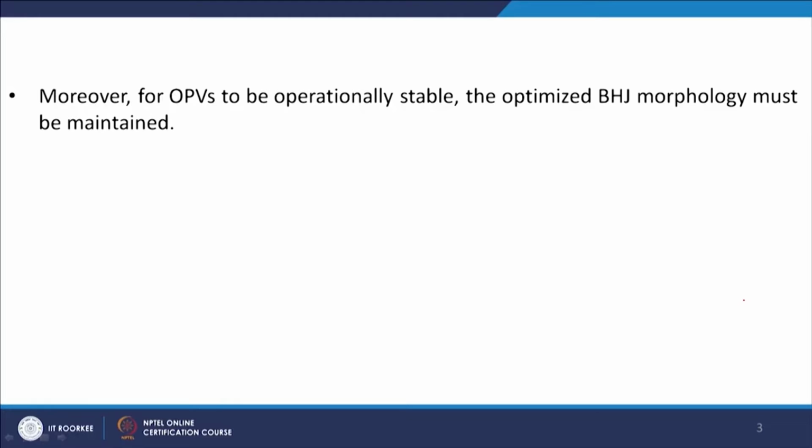Now, there is a lot of research ongoing to change the solvent, to change the film processing temperatures, or the donor to acceptor ratio, so many different things to optimize this morphology. Moreover, for OPVs to be operationally stable, the optimized BHJ morphology must be maintained. So, not only the charge transport, but for the stability of the overall device, the morphology also plays an important role, because we have earlier mentioned that morphology determines the photophysics, and if there is a photodegradation, that can always be correlated to a bad morphology of the thin film.